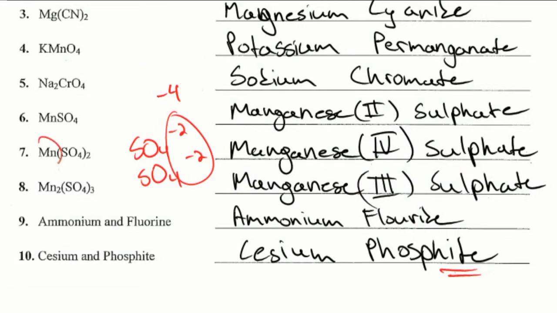So what charge must the manganese have? There's only one of them. Even though I didn't put in a 1, there's only one there. So the Mn must be +4. The +4 and the -4 balance out.